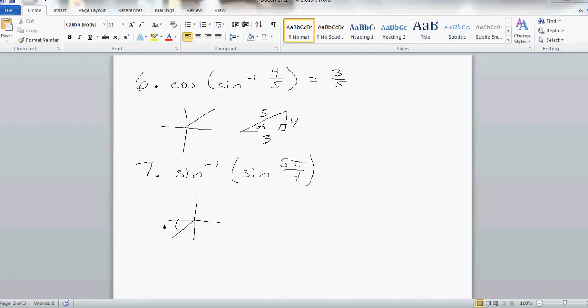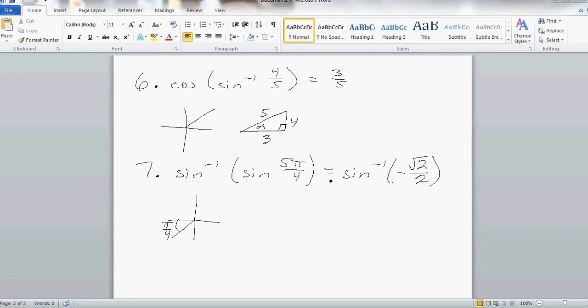Well, the reference angle is pi over 4. The sign down here is negative. So this is going to become the arc sine of a negative something. Negative what? Well, the sine of pi over 4 is root 2 over 2.